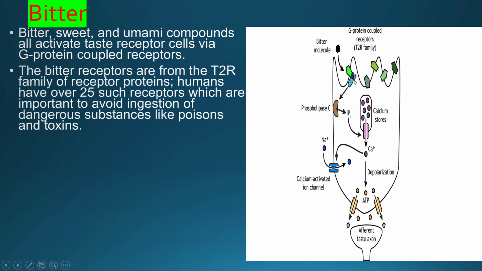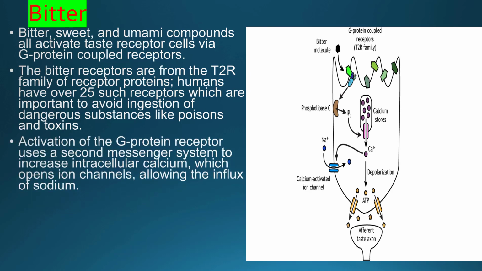The bitter receptors are from the T2R family, the taste receptor type 2 member family of receptor proteins. Humans have over 25 such receptors, which are important to avoid ingestion of dangerous substances like poisons and toxins.